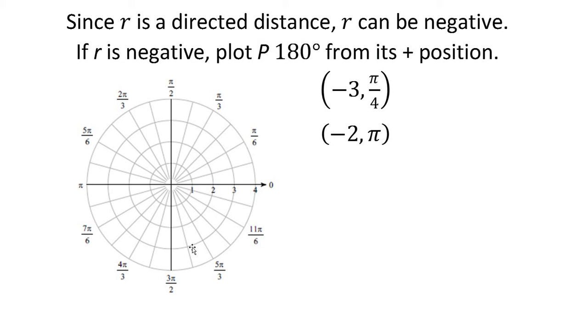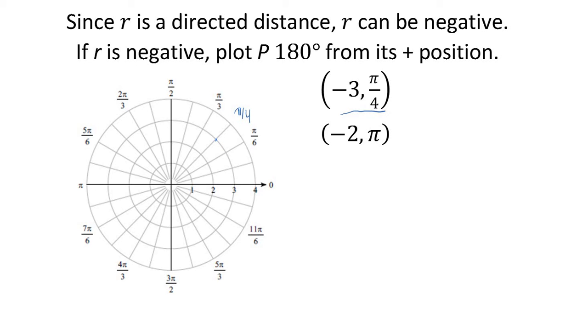Okay, let's keep going. Let's talk about something else. Since r, that radius, is a directed distance, r can be negative. So how do you handle that? Something like this: how about negative 3, pi/4? Very similar. Let's find pi/4. Of course, it's right in here. Let me just label it. So there's pi/4. Where would negative 3 be? Well, 1, 2, 3. So here would be 3, pi/4.